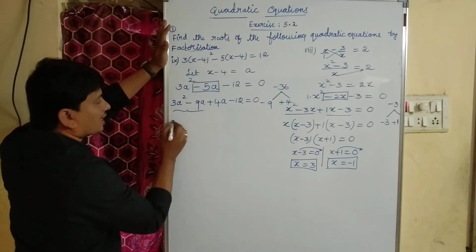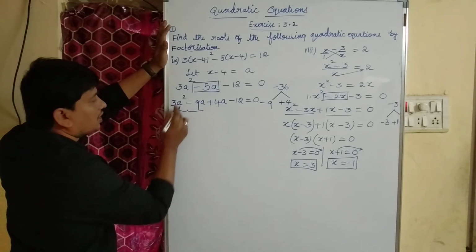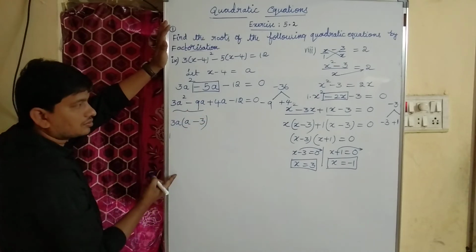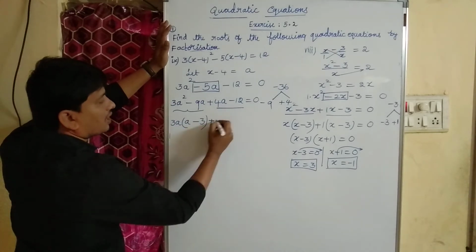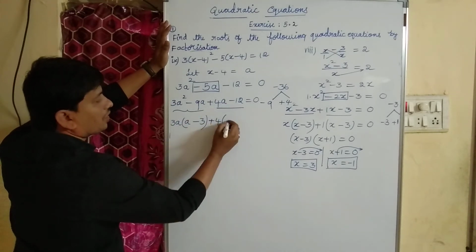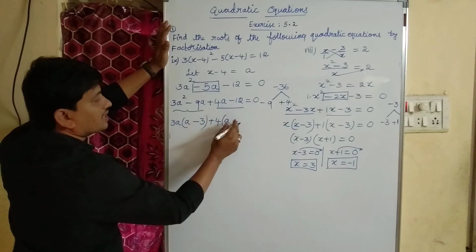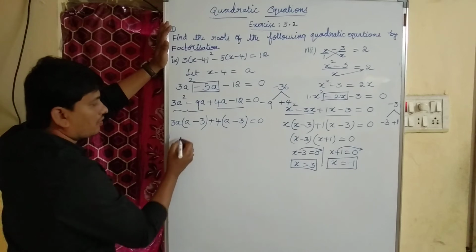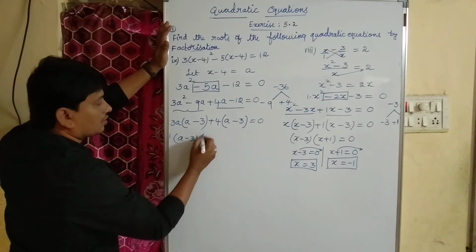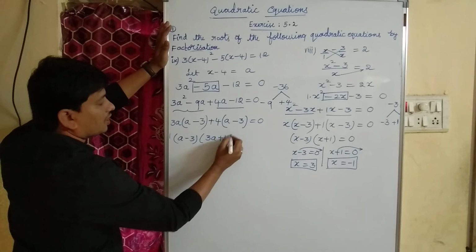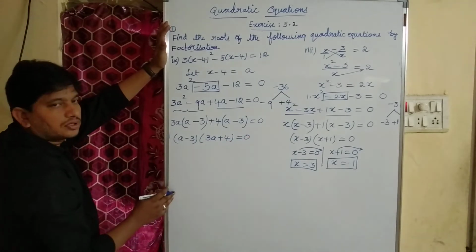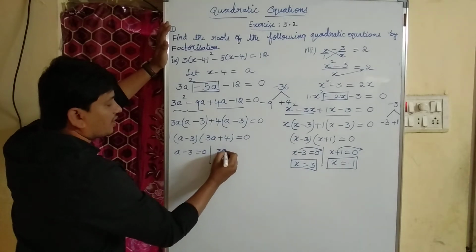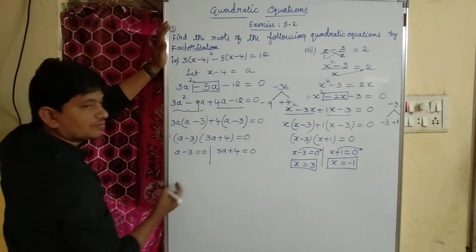From these two terms, I can take 3a as common. 3a into a, 3a square; 3 3s are 9. Now from these two terms, I can take 4 as common. 4 into a, 4a; plus into minus, minus 4 3s are 12, equal to 0. Now I can take a minus 3 as common. I will get 3a plus 4 equal to 0. Right? So one is a minus 3 equal to 0. The second one is 3a plus 4 equal to 0.